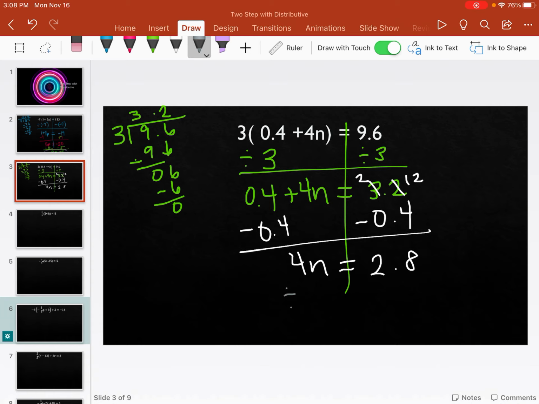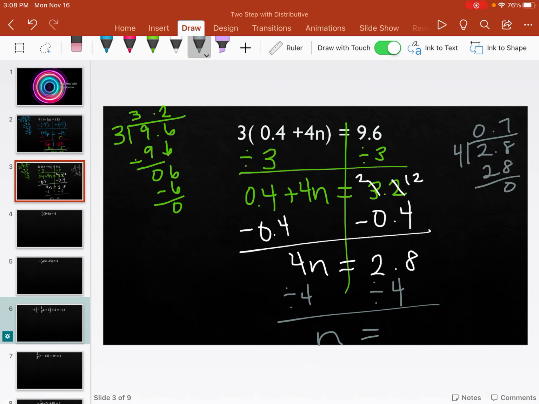And then finally divide by 4. So n equals, I'm going to do 4 into 2.8. It goes into 2 0 times, goes into 28 7 times, because 7 times 4 is 28. So n equals 0.7, and that is my final answer.